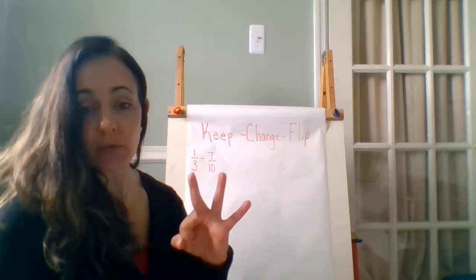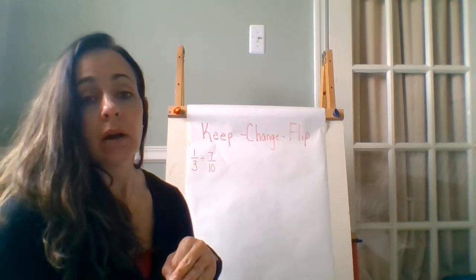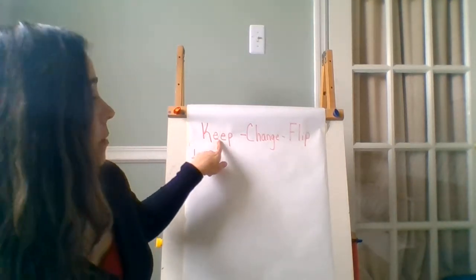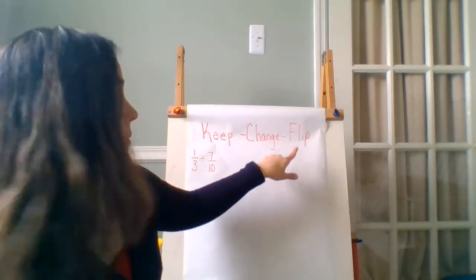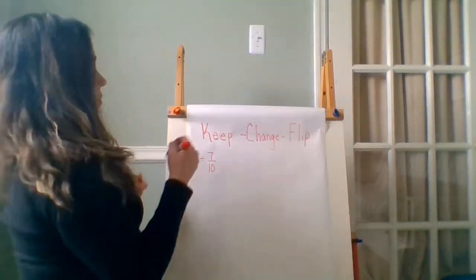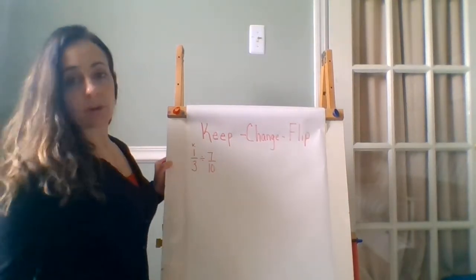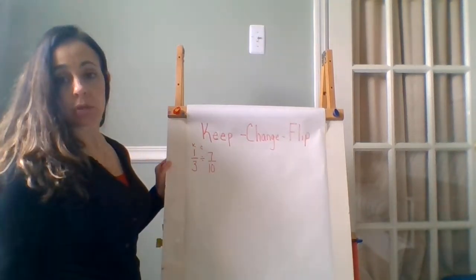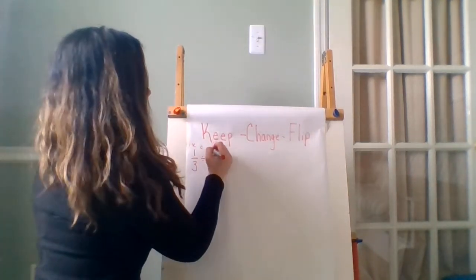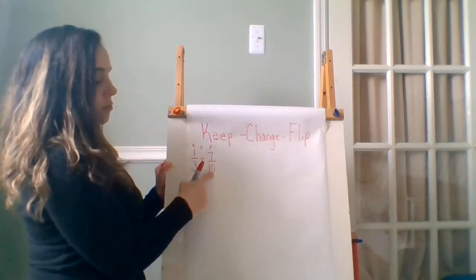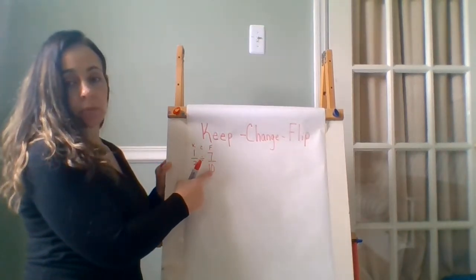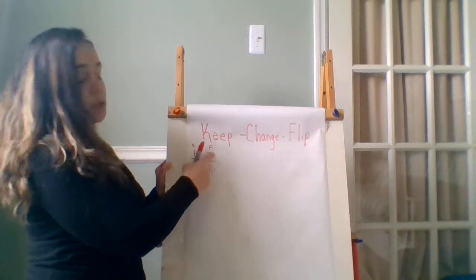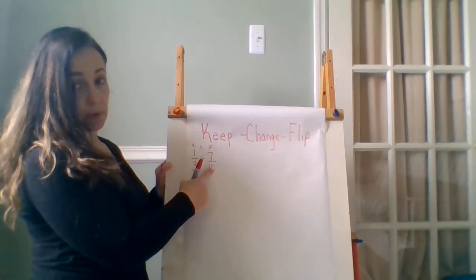So let's remember, the 3 steps that were in that song to dividing fractions are keep, change, flip. As in, you keep the first fraction, you change the sign from division to multiplication, and you flip this fraction. So what was on top becomes what's on bottom and vice versa. This is called reciprocal fractions, just so you know.